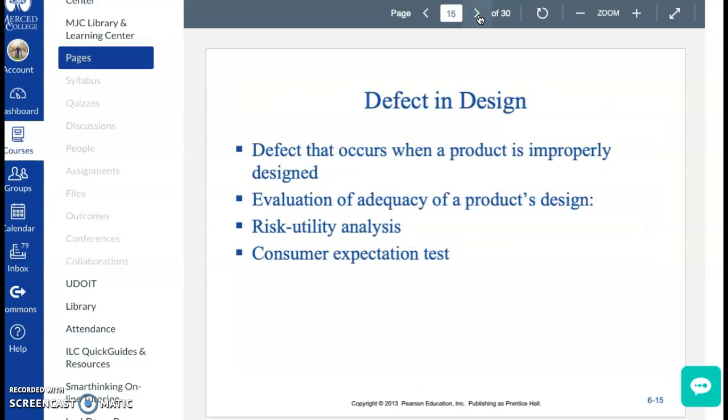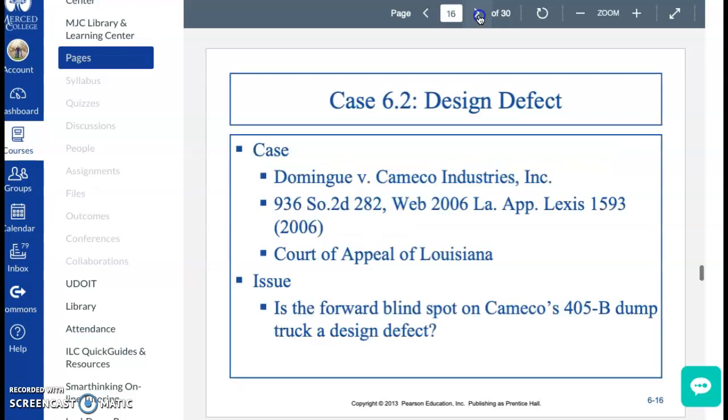So let's first look at defects in design. If there's a defect in the design of how a product was made, they're going to look at the risk utility analysis and then a consumer expectation test. So did the consumers expect to use that product for what it was designed for? Again, if you're using shoes to walk through hot coals, they would need to be designed for that specifically.